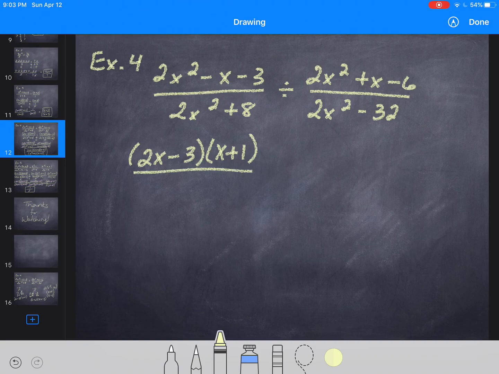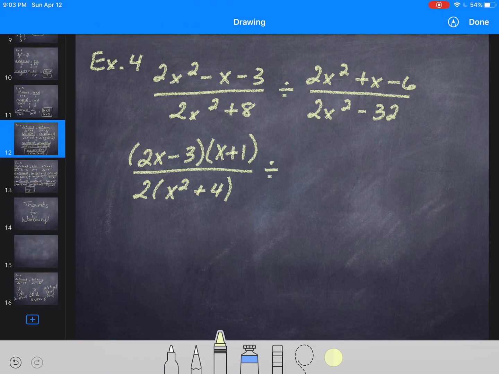Now I'm going to factor my first denominator using GCF. You can pause here so you can factor. My factors are 2 parentheses x squared plus 4, divided by.